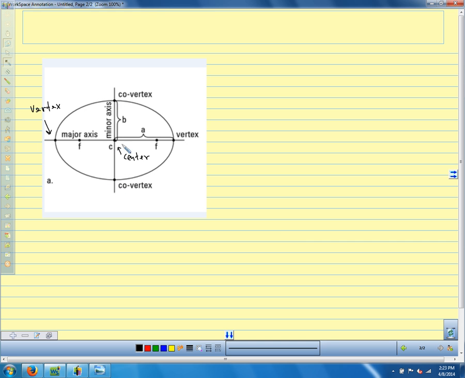The segment that's perpendicular to our major axis that goes through the center is called the minor axis. And the endpoints of the segment that make up the minor axis are called the co-vertices. We have two co-vertices here. The distance from the center to a vertex we're going to call a. The distance from the center to a co-vertex we're going to call b. And the distance from the center to a focus we're going to call c.